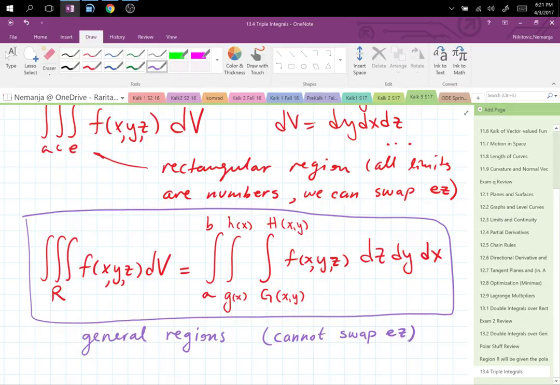And then the top, which is orange, is going to be capital H, the top function, and then capital G, the blue one, on the bottom. So those go into the limits, and whatever you're computing inside, density, temperature, whatever it is, that's going to be the function that goes there.